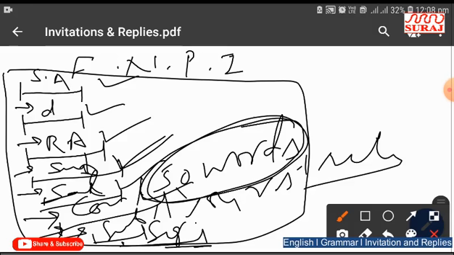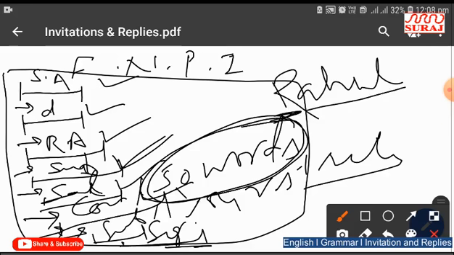We should always write signature in this way. Suppose you are Rahul, then you should mention signature in this way. The first letter of signature should be in capital, and the remaining part of signature should be in small letters.